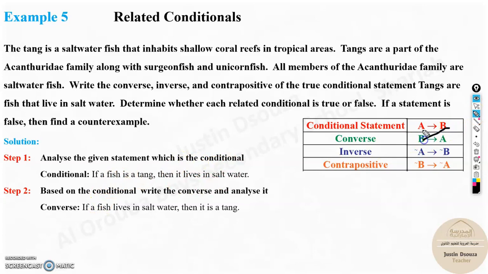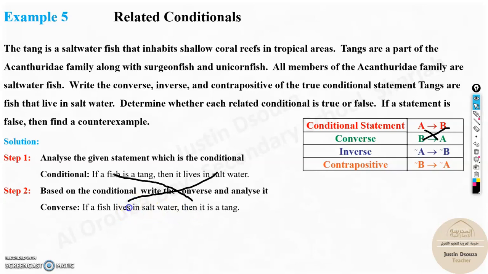See, it should be swapped, isn't it? This will go over here, this will go over here. So now it says if a fish is salt water, then the fish is a tang. Okay, so we have changed it. If a fish lives in salt water, then it is a tang. Now look at this. What it says exactly.